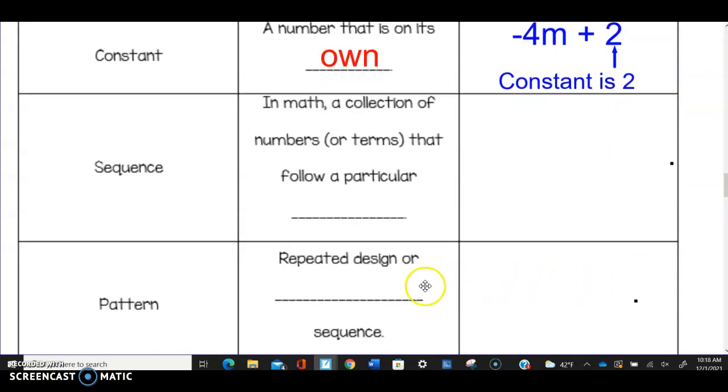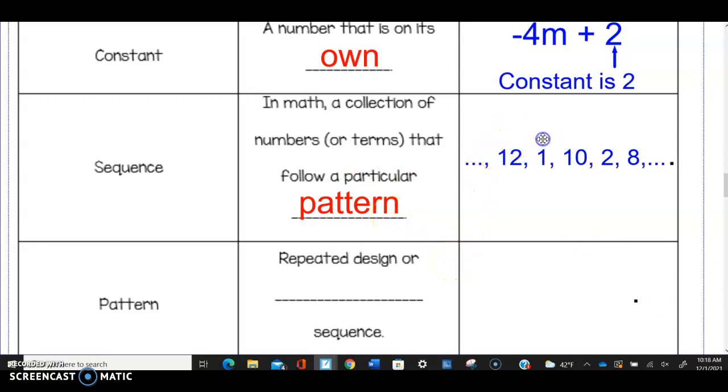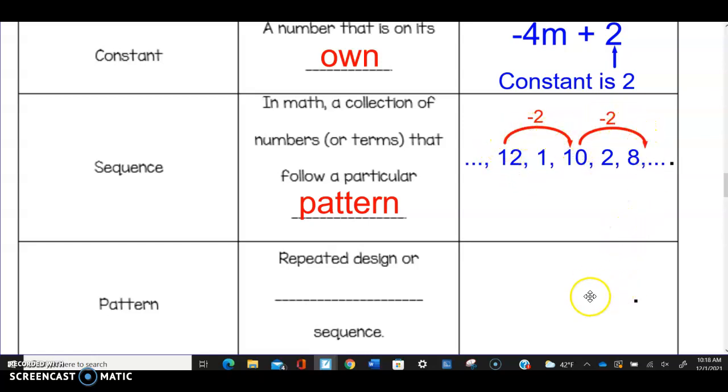Sequence. In math, a collection of numbers or terms that follow a pattern. This would be a sequence. So looking at this set of numbers here, can we notice any kind of pattern? So if we look, we can see that every other number is being subtracted by negative 2. And then we have plus 1 here. So what do we think the next two numbers would be? Well, we would have to add 1 and then subtract 2. So our next two numbers would be 3 and 6.